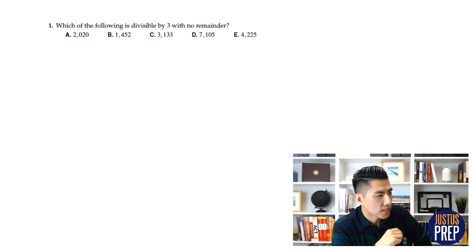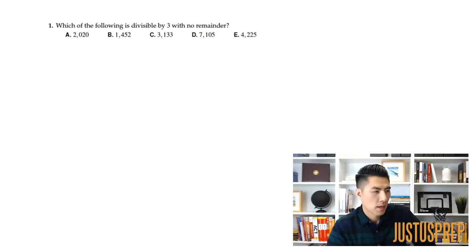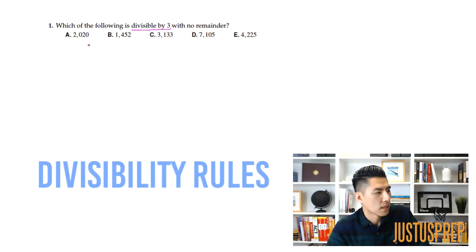All right, question number 1. Which of the following is divisible by 3 with no remainder? If something is divisible by 3 with no remainder, that means that if you divide that number by 3, the result is an integer. It's not a decimal. We could simply take each of these 5 numbers and divide each by 3 and see which one gives us an integer. We could do that with our calculators, or if you know the divisibility rule for 3, you can use that as well.